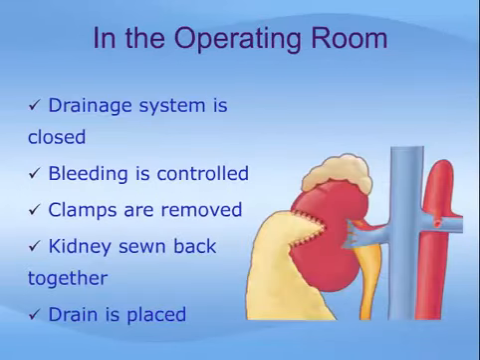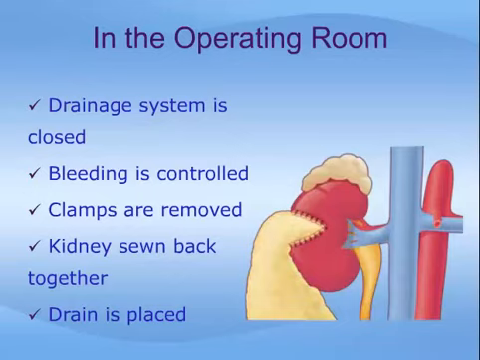Back in the operating room, if the tumor grew deep into the central part of the kidney, the drainage system of the kidney may have been opened, and this will now have to be closed. In these cases, a drainage tube called a stent may sometimes be placed, and your doctor will need to remove this at a later date. Bleeding is now controlled by sewing over any open blood vessels. Clamps are removed to allow blood flow back into the kidney. The kidney is then sewn back together to close the gap created by removing the tumor.